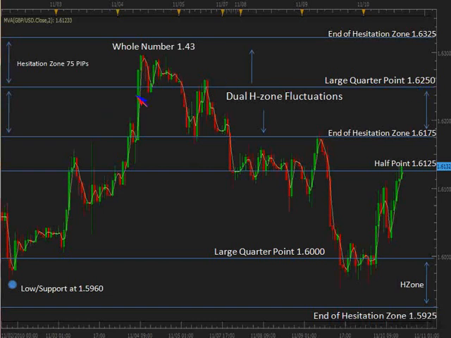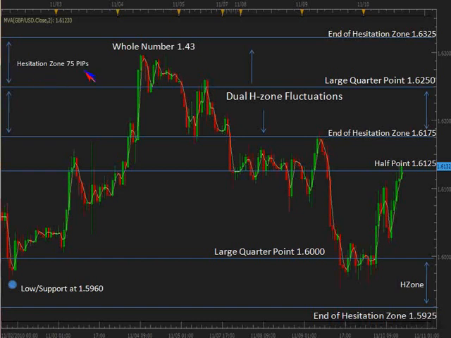Just as the euro-dollar pair, on a leftover of that massive strong push to the upside, which I also call inertia, if you will, the pound-dollar pair moves a little bit above the large quarter point at $1.6250. It manages to reach a high just a little bit ahead of the whole number, and here I made a mistake. The whole number was $1.43 for the euro-dollar pair. This was $1.63 for the pound-dollar pair. Okay? Different numbers, same idea.